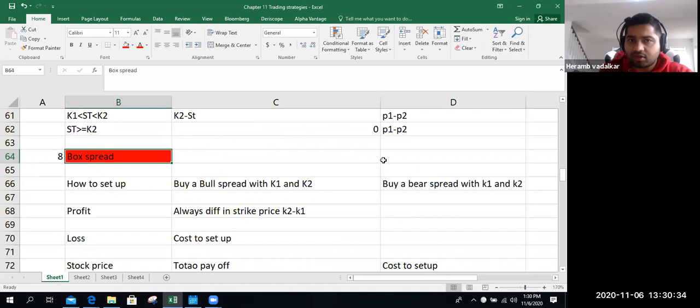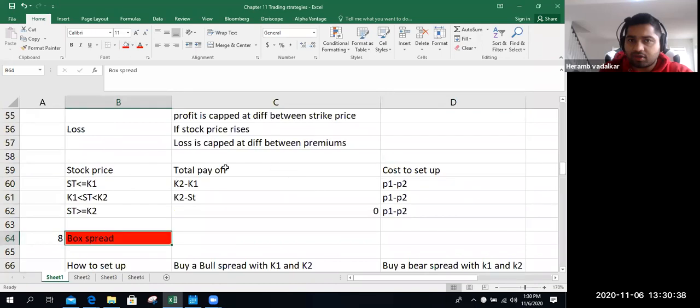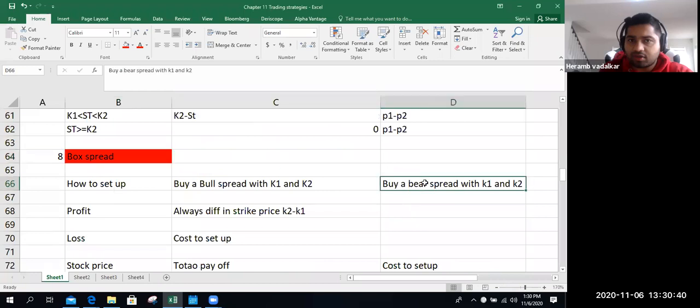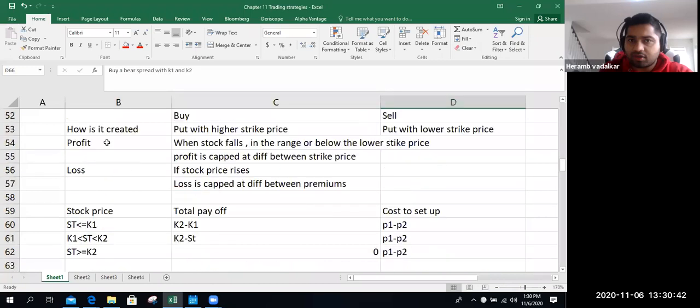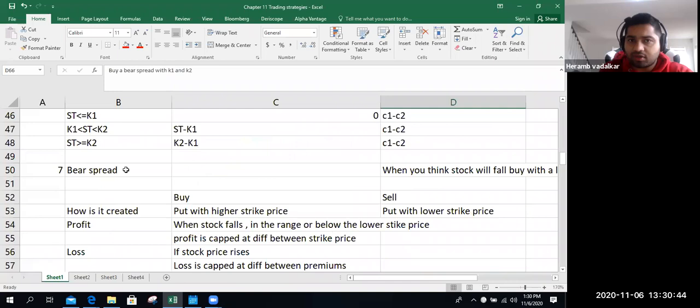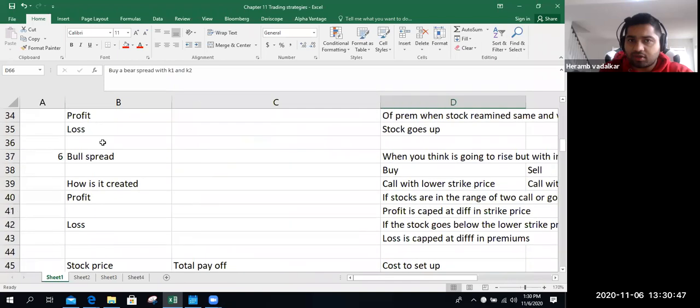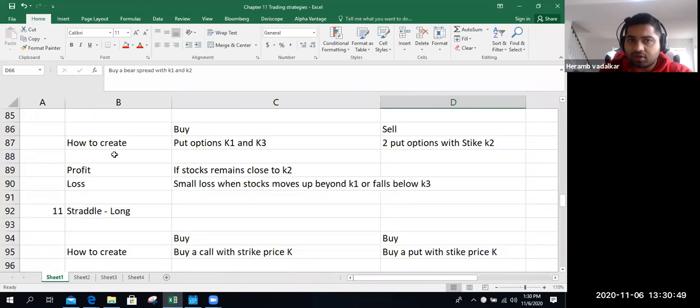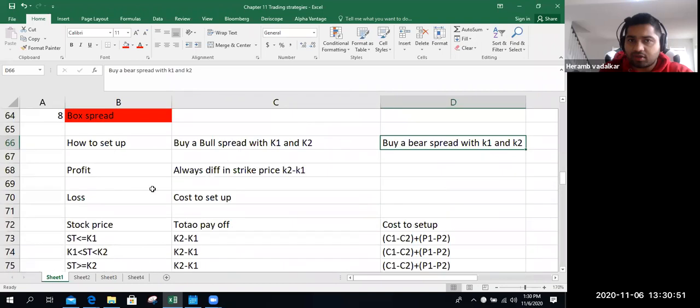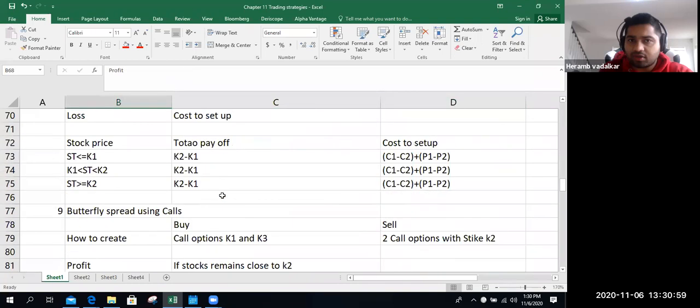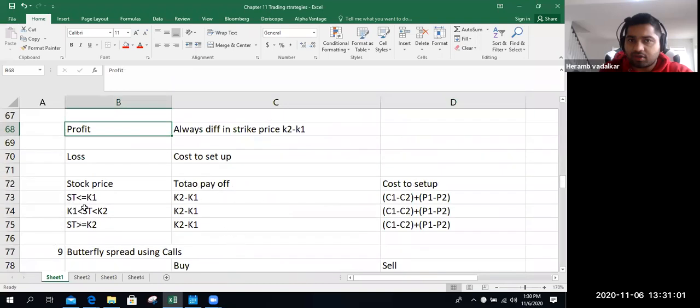Next is box spread. So what do you do? You buy a bull spread and you buy a bear spread. So you combine both. So you buy a bear spread and you buy a bull spread. It's a combination strategy. Okay. K1. Cost to set up is the loss. Okay. So this is very interesting.